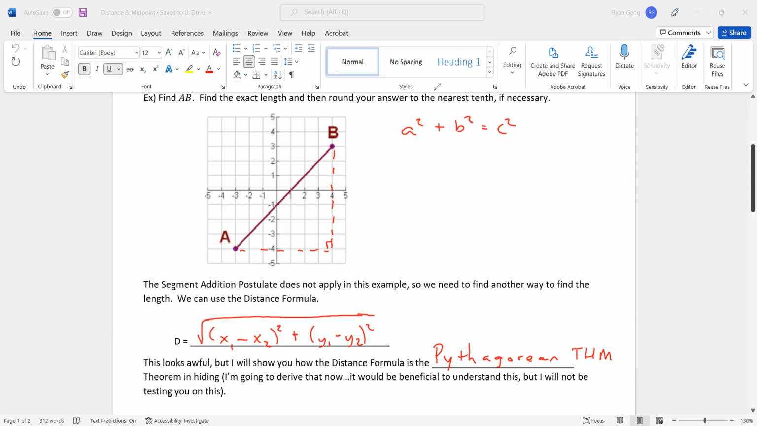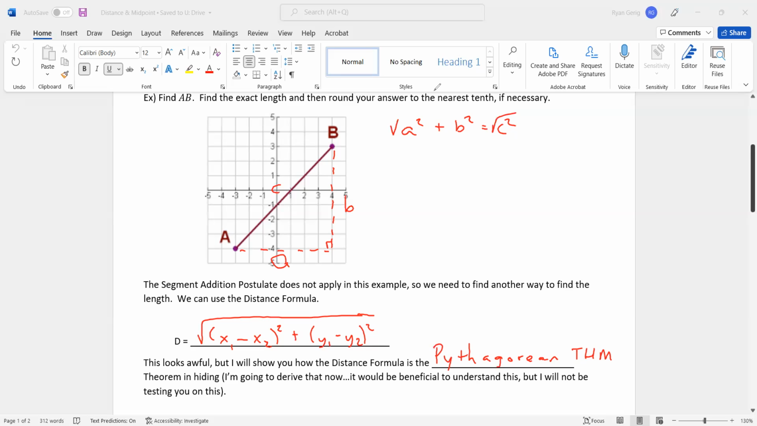Now, what are a, b, and c? Well, I'm just going to call this a. I'm going to call this b. Actually, you know what? I'm going to flip that. I'm going to put a down here. I'm going to put b here. It wouldn't really matter, but there is a reason for it for myself. Okay, so a, b, and c. So leg squared plus leg squared equals hypotenuse squared. Okay, now I'm going to solve this for c, because c would represent the length of AB.